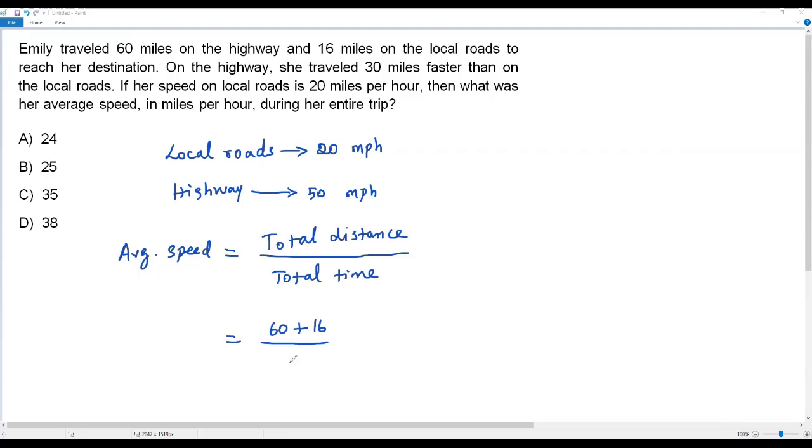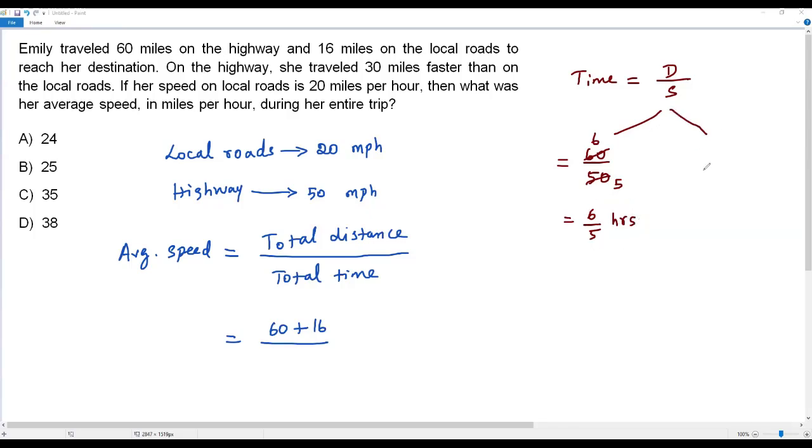And now we have to write the total time taken to travel 60 miles on the highway and 16 miles on the local roads. But we do not know the time. But we know the formula to find time. That is distance divided by speed. Now let's find the time taken by Emily to travel 60 miles on the highway. For that we write 60 in the numerator, and the speed on the highway is 50 miles per hour, so let's write 50 over here. When I simplify this, 10 goes into 60 6 times and 10 goes into 50 5 times. I'm getting 6 over 5 hours. So this is the time taken by Emily to travel 60 miles on the highway.